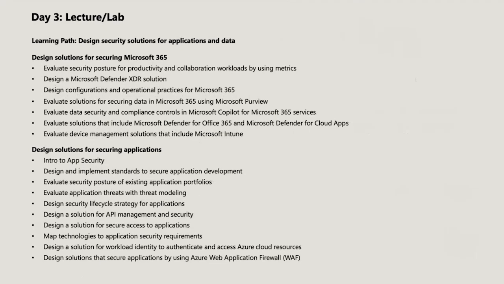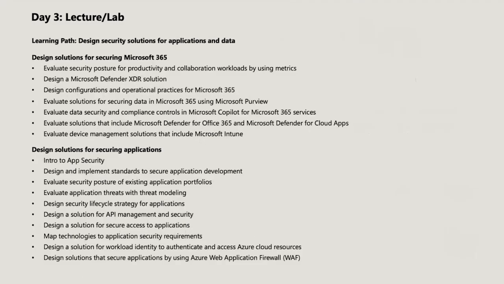If you are in an application development environment, we have multiple phases where developers are developing the applications. We'll talk about what different kinds of issues and challenges we may face there, and what security considerations we should follow in the application development process. This topic covers the design security lifecycle strategy for applications, designing a solution for API management and security, and designing a solution for secure access to the applications.